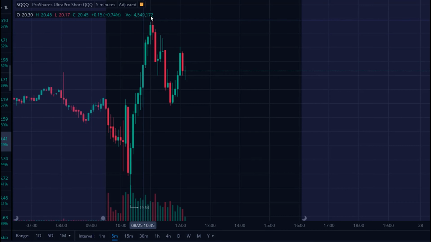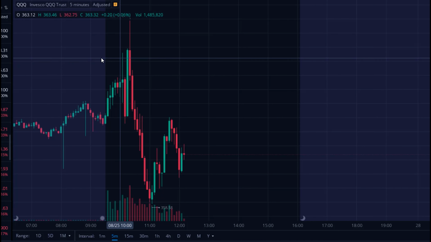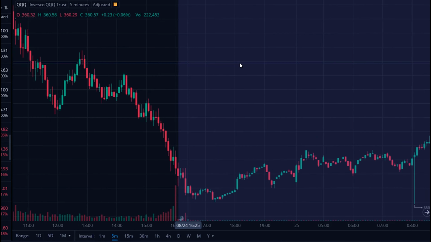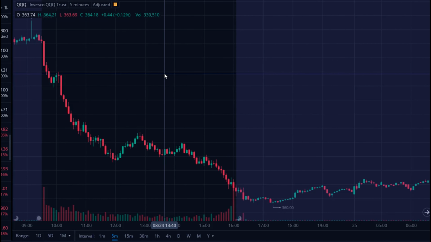Now, I want to talk about something else associated with these inverse ETFs, right? And we're going to hop back over to the regular QQQ, and we're going to skip over to the prior day before, right?